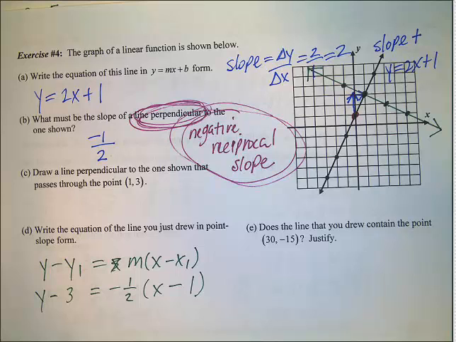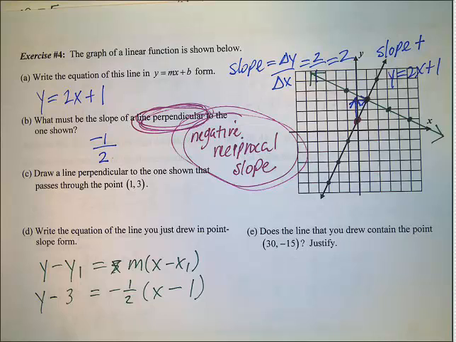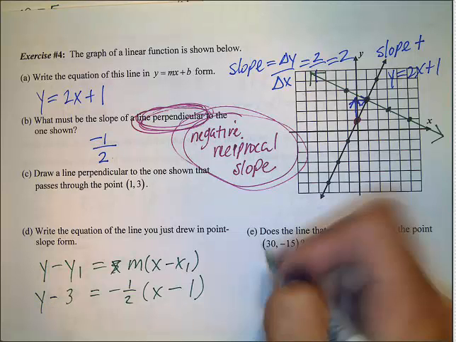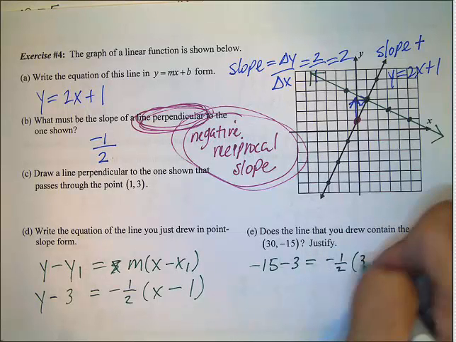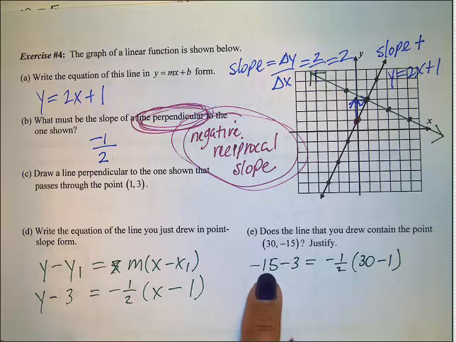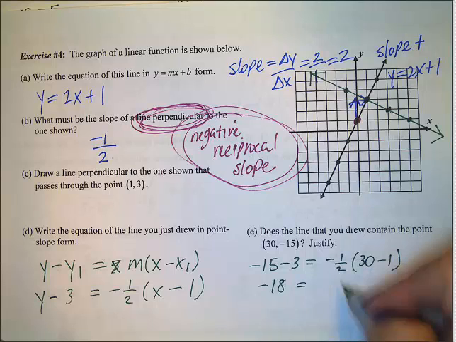Now we want to know, does this point lie on the line? So again, we could plug in the line in our calculator, but what we want to justify, which means we have to show our work. So the y value is negative 15, so I'm going to put negative 15 in for y, and I'm going to put 30 in for x. And I'm going to do the math. Negative 15 minus 3 is negative 18 equals, plug in your calculator or use your brain, doesn't matter, negative 1/2 times 30 minus 1, which is negative 29 over 2. So no, they're not equal.